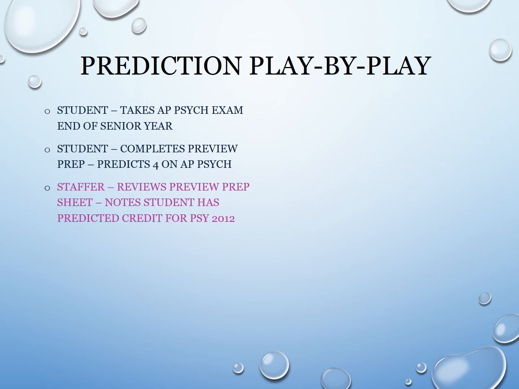So you're going to review the preview prep sheet, and you're going to notice this note that the student has predicted credit for PSY 2012, which is what they would earn if they are predicting a 4. A 4 in AP Psych is going to give a student PSY 2012 credit. Let's say the student wants to major in psychology. This is important because it actually then means the PSY 2012, which is Intro to Psych, is something that we may need to use as a prediction class because the student might want to move forward in that material. If it was a class that was in an area of no interest to the student, then the rest of this prediction play-by-play becomes moot.